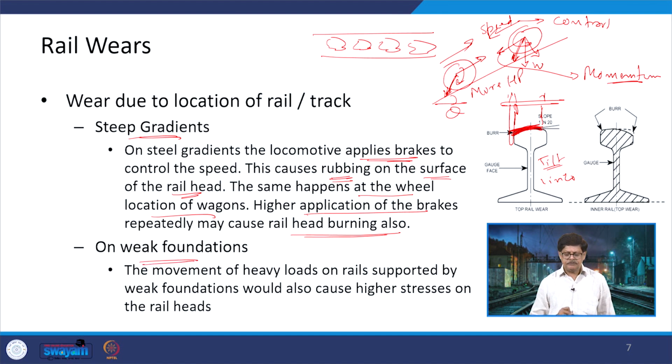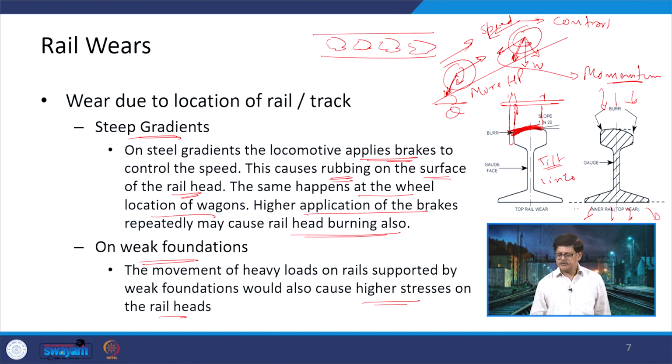Now, in the case of weak foundations, the movement of heavy loads on the rails which are supported by the weak foundations would cause heavy or higher stresses on the rail head, because now the foundation is not being able to sustain the loads. So, everything which is coming at the top of the rail is finally supposed to get transferred to the bottom section. Bottom section here means we are talking about the sleeper, which is being embedded in the ballast cushion, and finally it goes to the formation level.